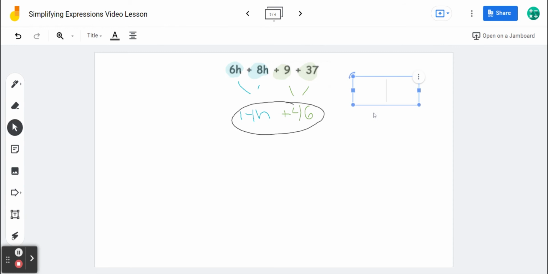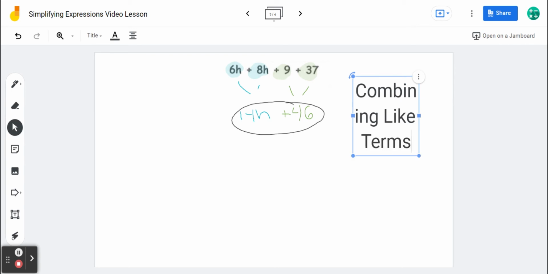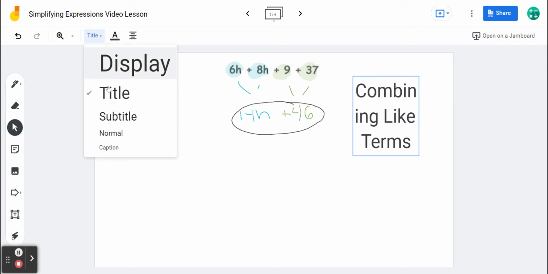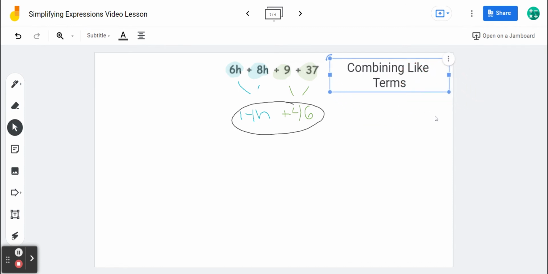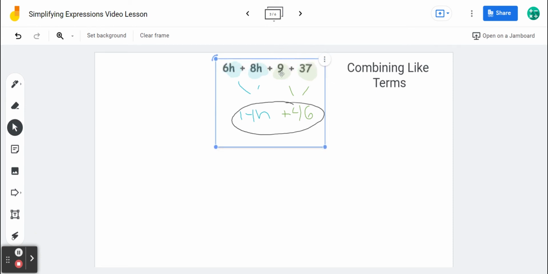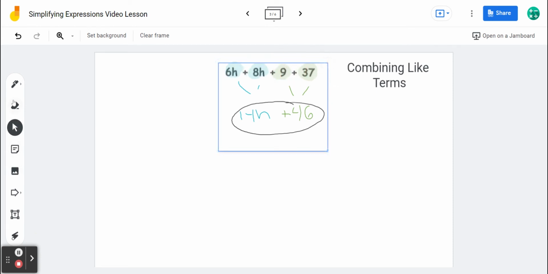This method is called combining like terms, combining things that are like each other. So in this case, regular numbers or constants with other regular numbers, and things that have the same variable with each other.